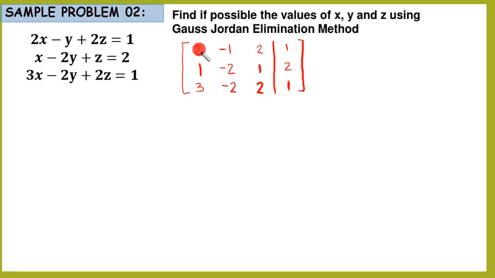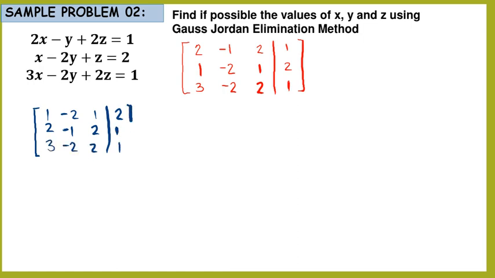So, para maging 1 itong column element natin dito sa row 1, column 1, we have to interchange row 2 into row 1. So, the resulting matrix, if we interchange that, will now become, so we have here 1, negative 2, 1, and 2. 2, negative 1, 2, 1. And we have 3, negative 2, 2, and 1. So, yan yung magiging result niya.